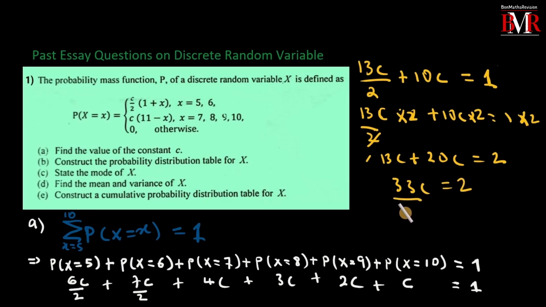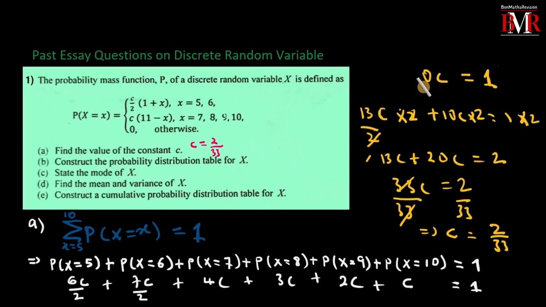Now I divide both sides by 33 to cancel out this 33, and then c will be equal to 2 over 33. That is, c is 2 over 33. B. Construct the probability distribution table for x.